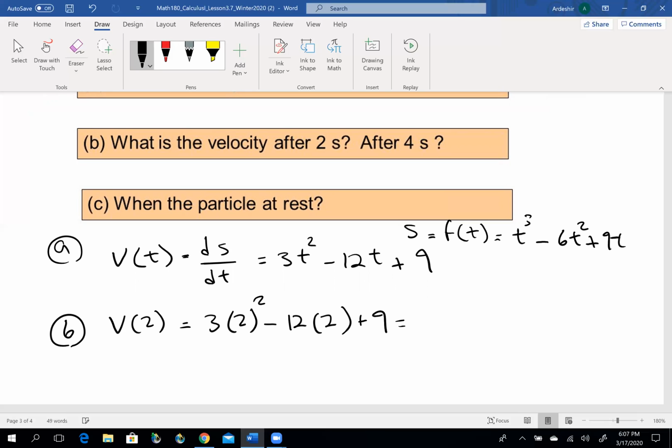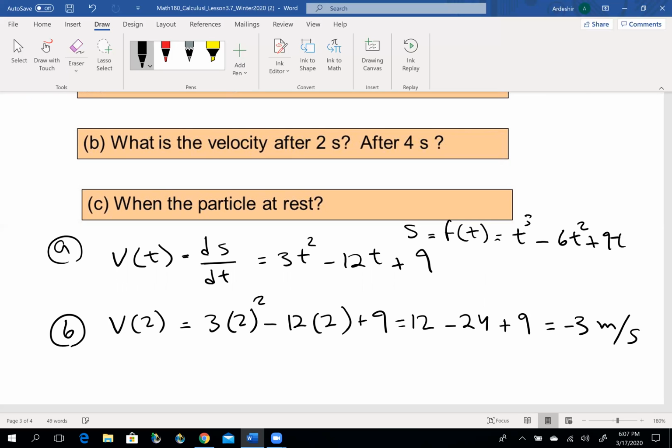So again, I'm going to use the order of operations. 2 squared is 4 times 3 is 12. Minus 12 times 2 is 24. Plus 9. So 12 minus 24 is negative 12. Plus 9 is negative 3 meters per second.